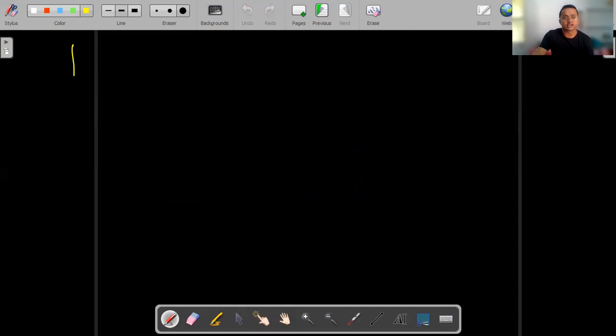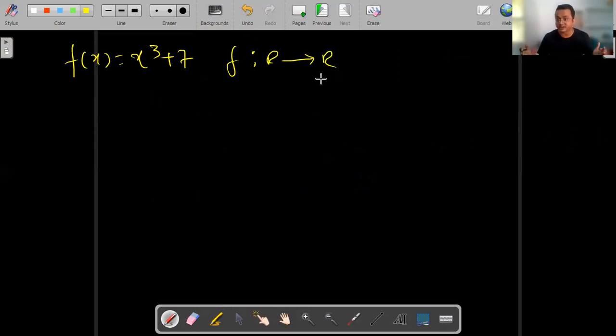Okay, so let us say this is the function. The function is x cube plus 7, and the function is defined from real numbers to real numbers. Just imagine, this is a big set. This is the real numbers, means the domain is also real numbers, and the codomain is also real numbers.